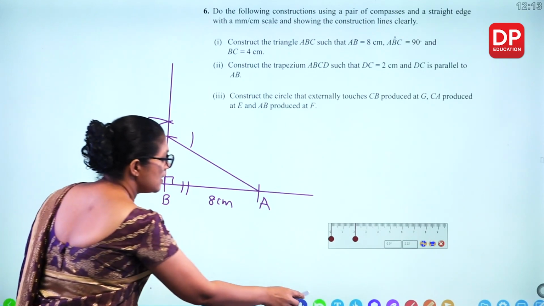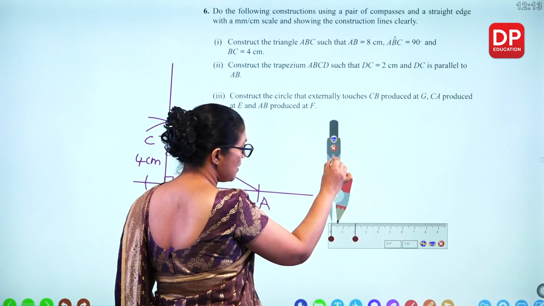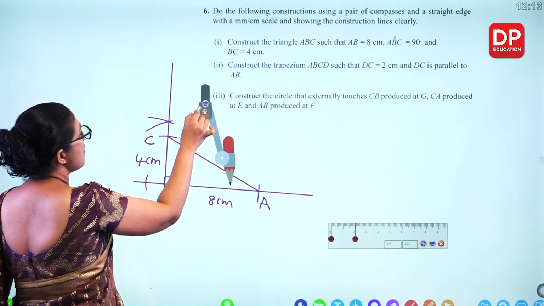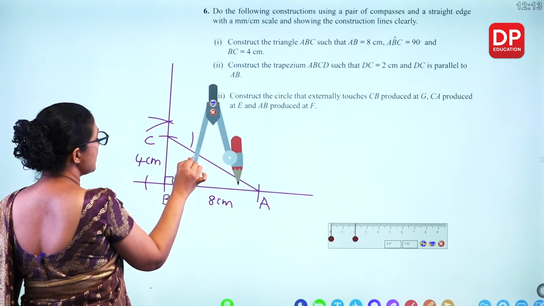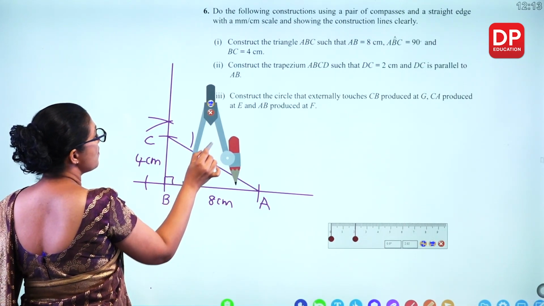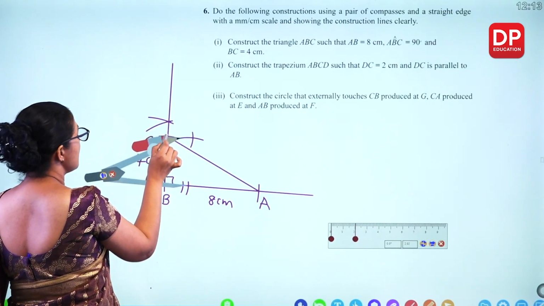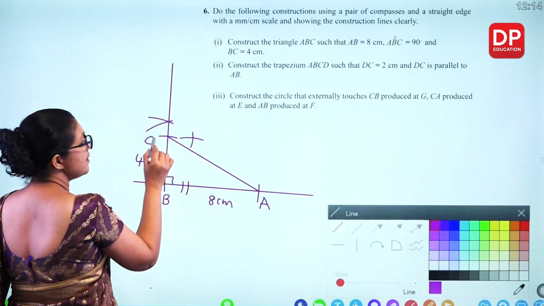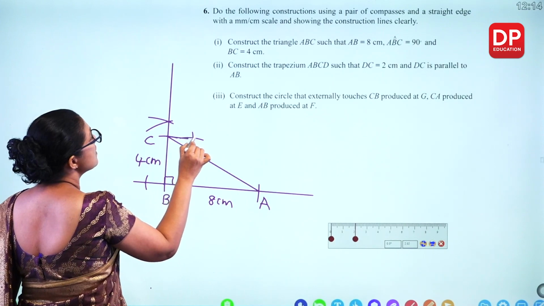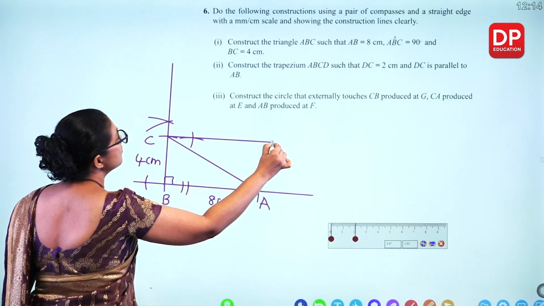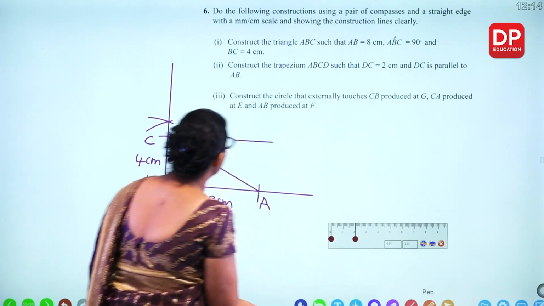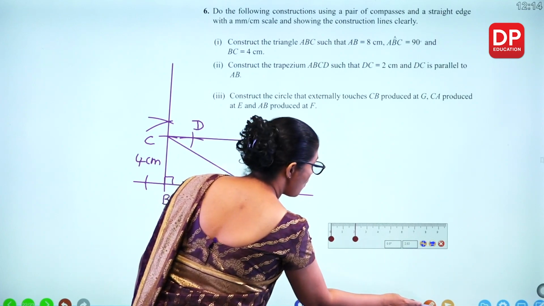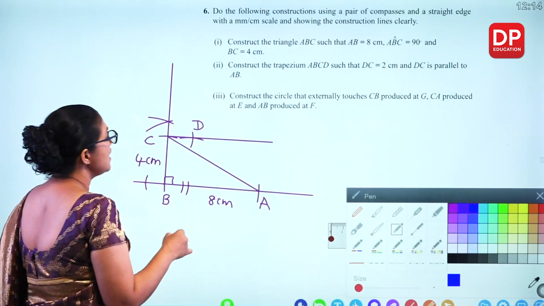Opposite sides are equal. So we'll take the compass and measure 4 centimeters, and to this point we can just mark the 4. We can take the point 2 centimeters away from that and draw the other arc. So the intersecting point of this one and this is the point D. Now take the ruler and connect C and D. So this is point D, and you have to connect the AD line as well.